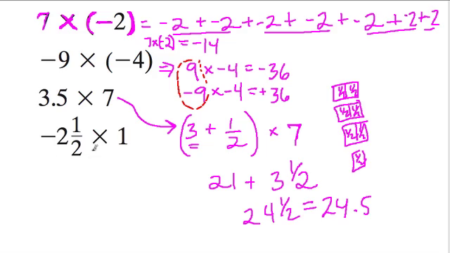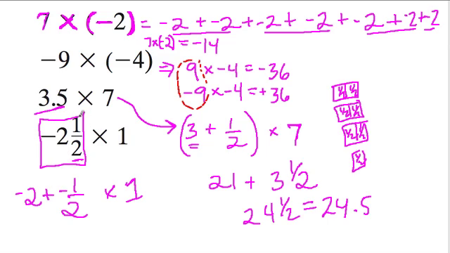Now, this one kind of prefaces this. The problem before does prepare us to deal with the mixed number. So now negative 2 1/2, you can think of that as negative 2 plus negative 1/2. Be careful there. That's not a positive 1/2, right? That's a negative 1/2. That times 1. Well, fortunately, anything times 1 is itself. So we can leave this as negative 2 1/2.